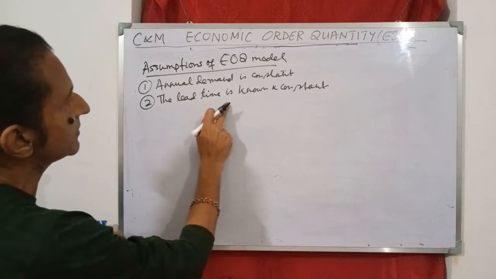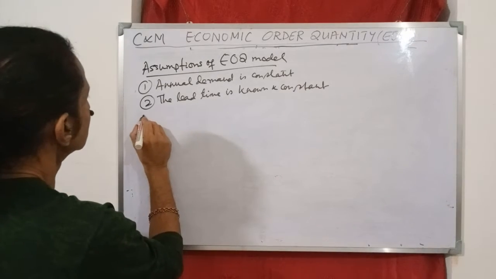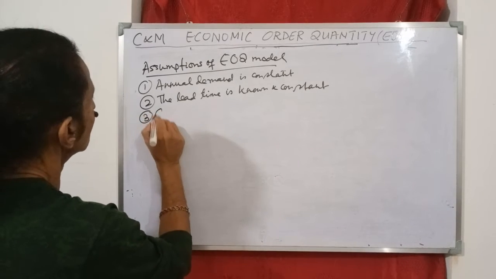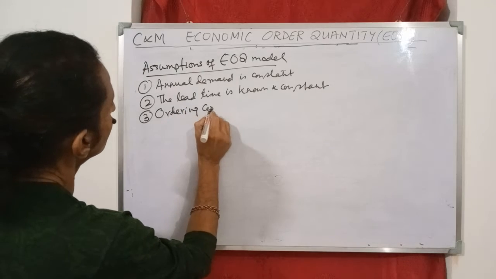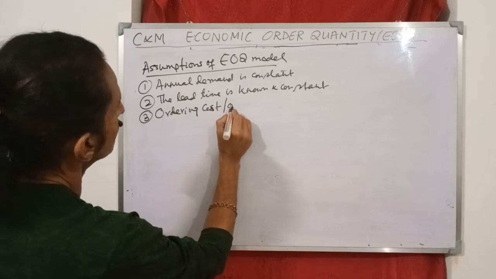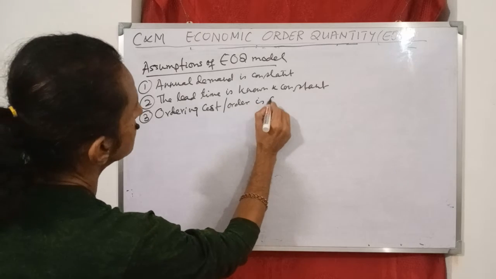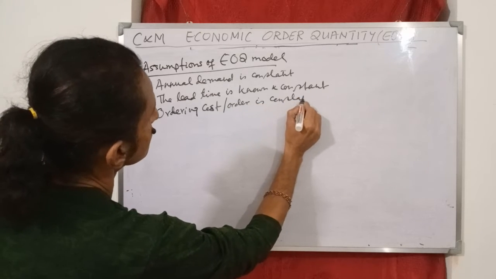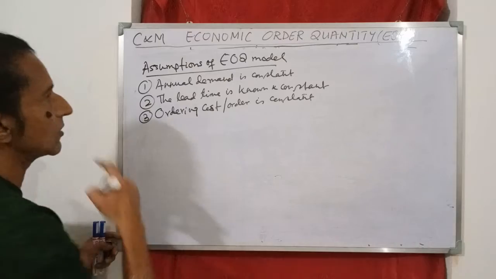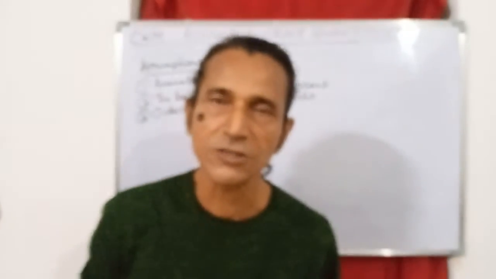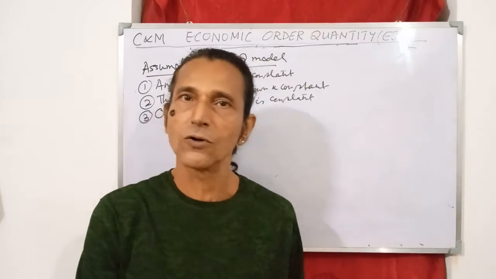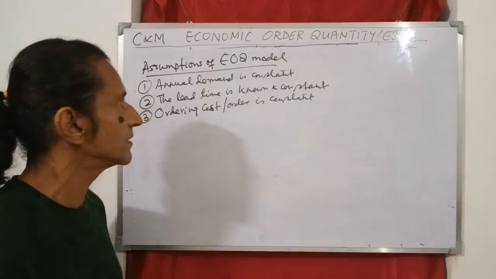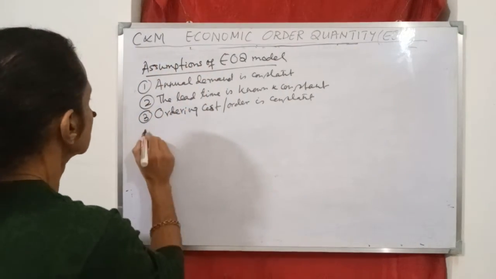So the assumption number 1, annual demand is constant. Number 2, the lead time is known and constant. Number 3, ordering cost per order is constant. The ordering cost or order placing cost per order, that is the cost of communication, cost of transportation, cost of unloading, etc. This cost is fixed per order.